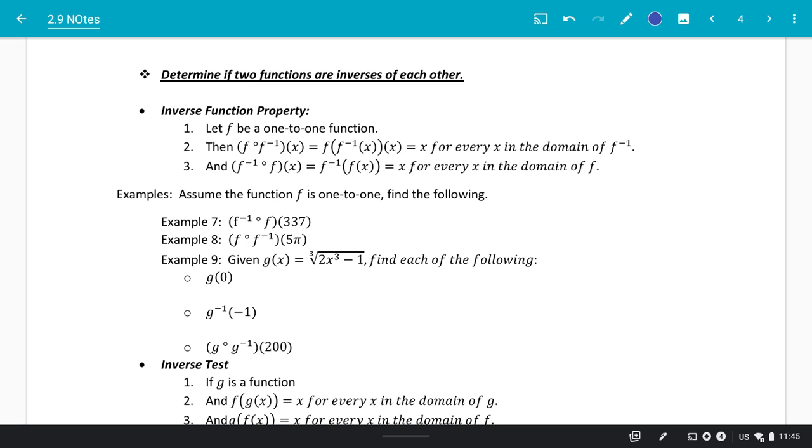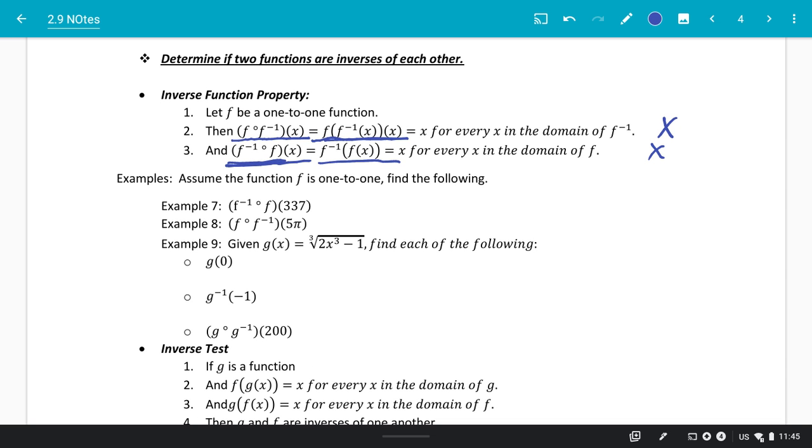Now, I've already showed you how to determine if they're inverses of each other. You take the composite of the function times the inverse, or the inverse times the function. Doesn't matter. Either way, in both cases, you'll end up with x. As long as that's the case, you have inverses of each other. You've already proven that.